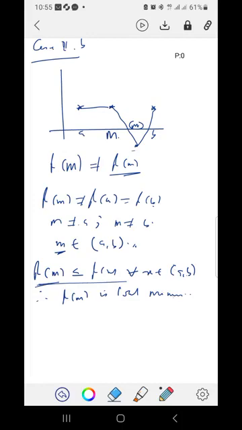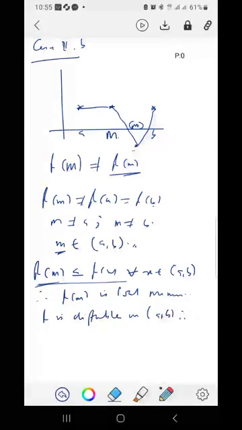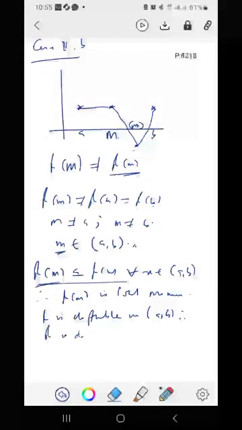Being a local minimum that we have established, and we know that F is differentiable on AB, therefore F is differentiable at little m as well.